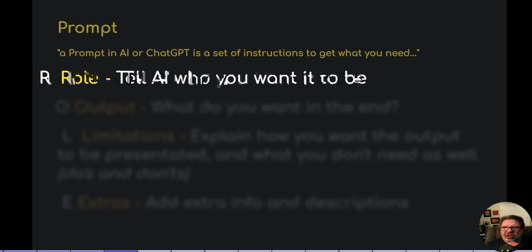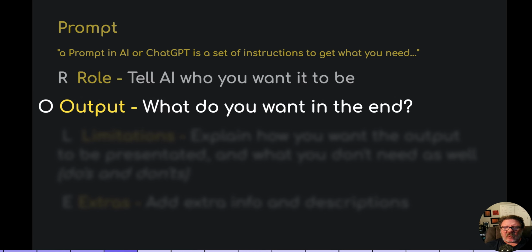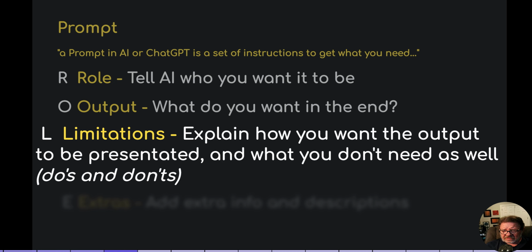Next, you're going to describe what you want in the end. What are the results? Okay, what is your goal? What do you need? That's the output in role, the O. L is for limitations. Explain how you want the output to be presented. The most important thing is what you do and don't want in limitations. I want it this way. I don't want it this way. I don't want it too long. I don't want it too short. Whatever your do's and don'ts are, that's the limitations that you'll establish within your prompt.